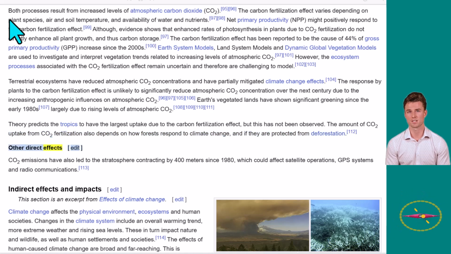Other direct effects. CO2 emissions have also led to the stratosphere contracting by 400 meters since 1980, which could affect satellite operations, GPS systems, and radio communications.